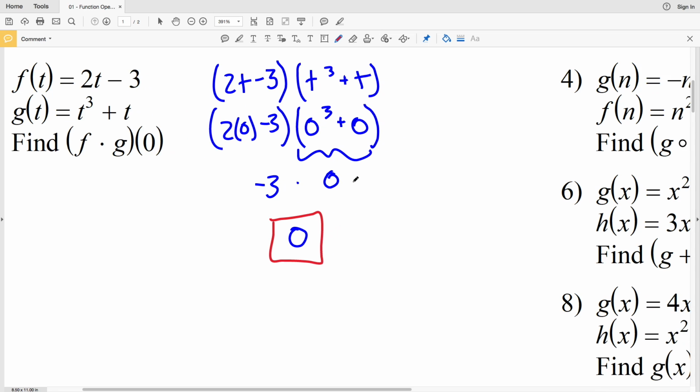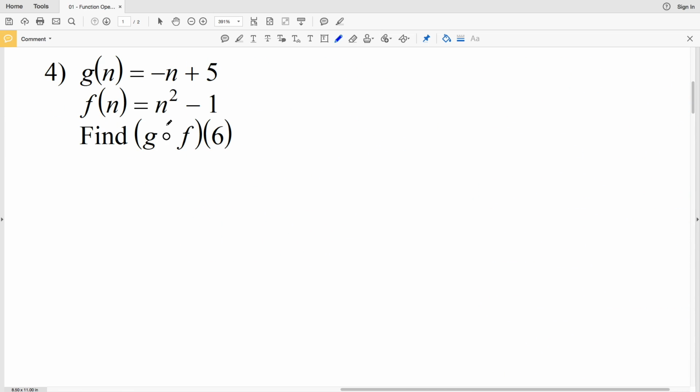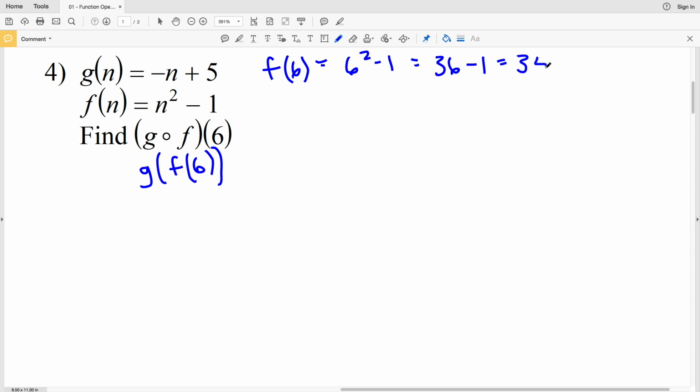Moving on to number 4, g of n and f of n are given to us, and we're finding g of f of 6. We're going to evaluate the function f at 6 and then plug f of 6 into g. So f of 6 is equal to 6 squared minus 1. 6 squared is equal to 36 minus 1 is equal to 35.